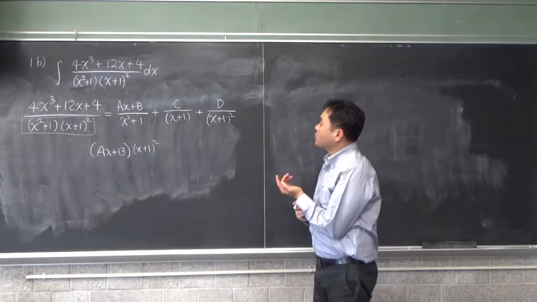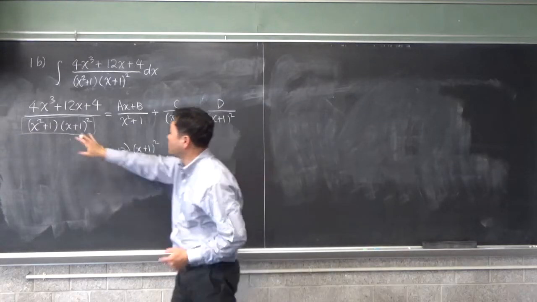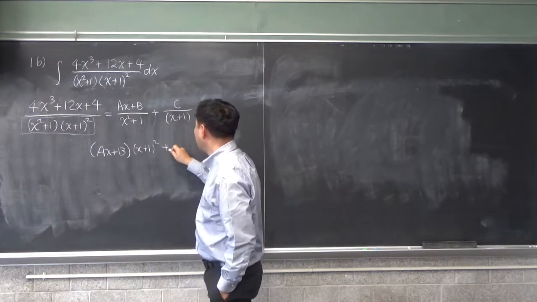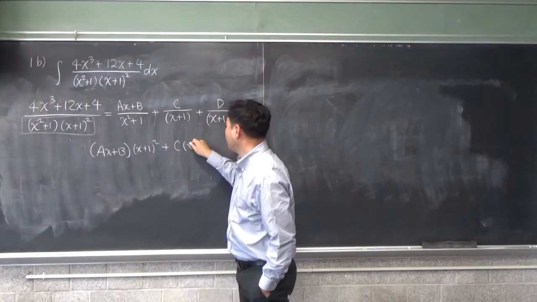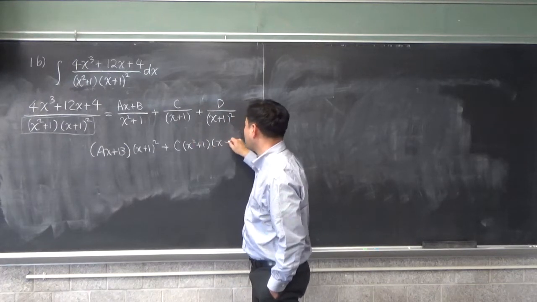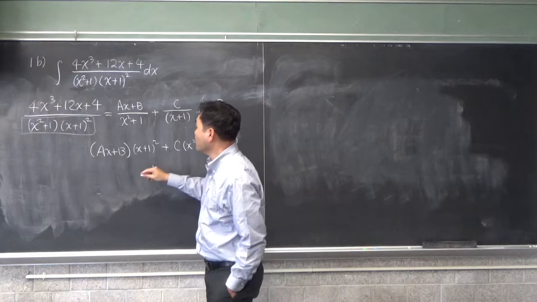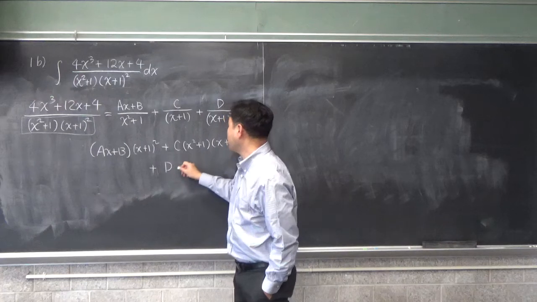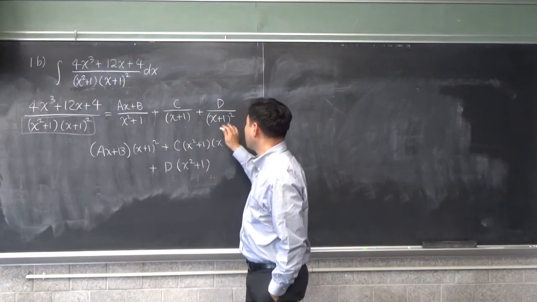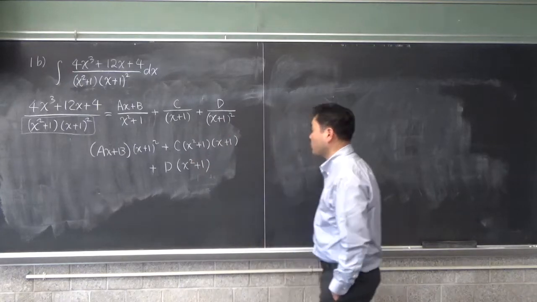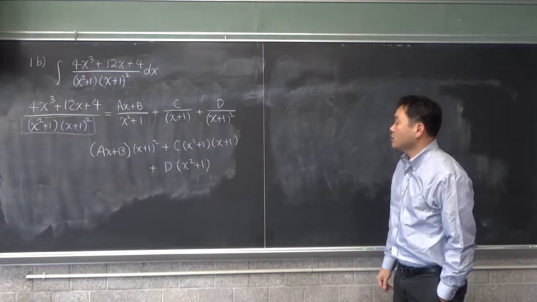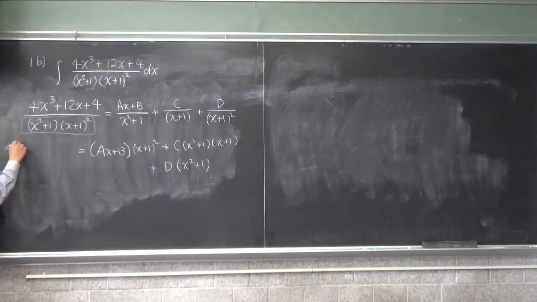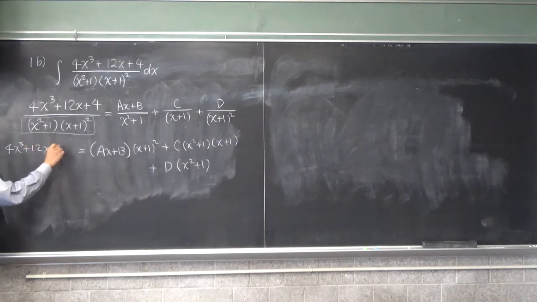And then for the next one, c over x plus 1, when this gets multiplied to this, one of the x plus 1's will cancel away. So you're going to get c times x squared plus 1 times x plus 1. And finally, when this gets multiplied to this one, you get d times x squared plus 1, because x plus 1 squared got canceled away. All right, and then this should be equal to 4x cubed plus 12x plus 4.